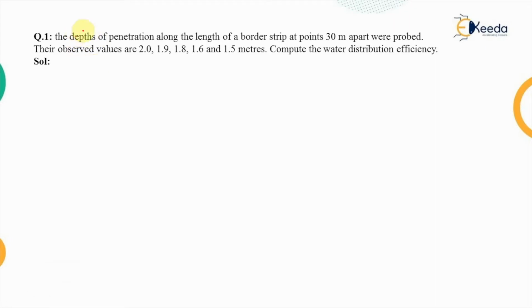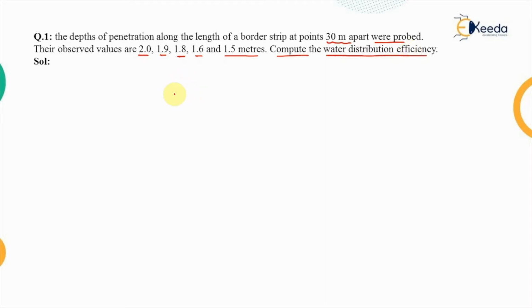First problem: it says the depth of penetration along the length of a border strip at points 30 meters apart were probed. Their observed values are 2, 1.9, 1.8, 1.6 and 1.5 meters. Now what you need to calculate is the water distribution efficiency.